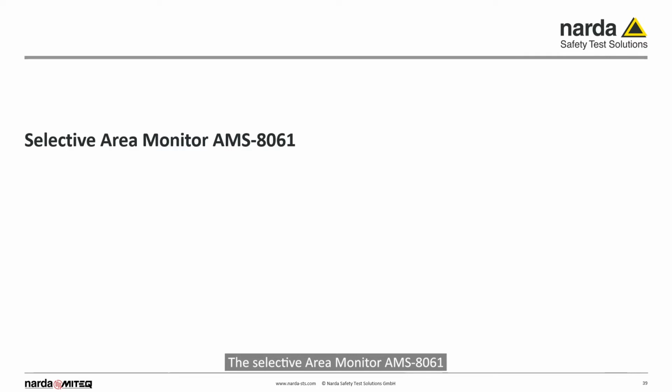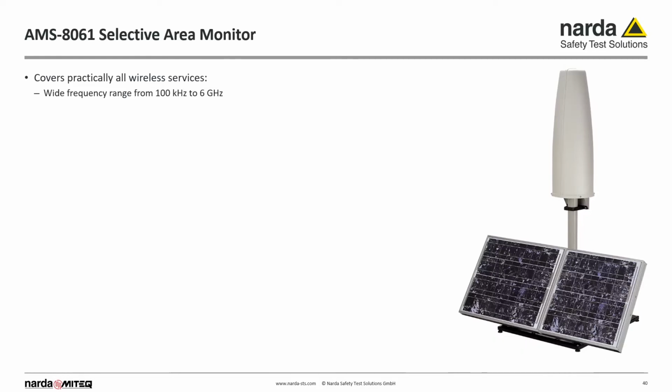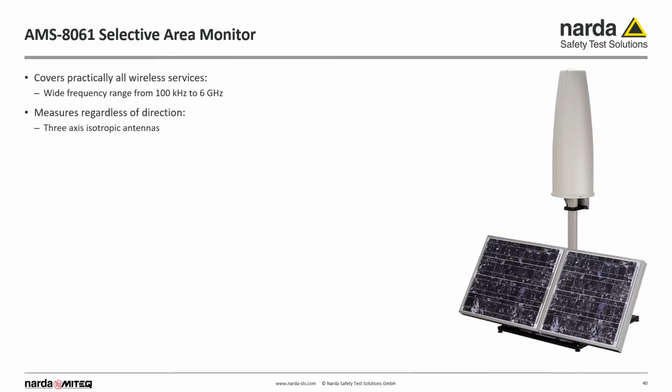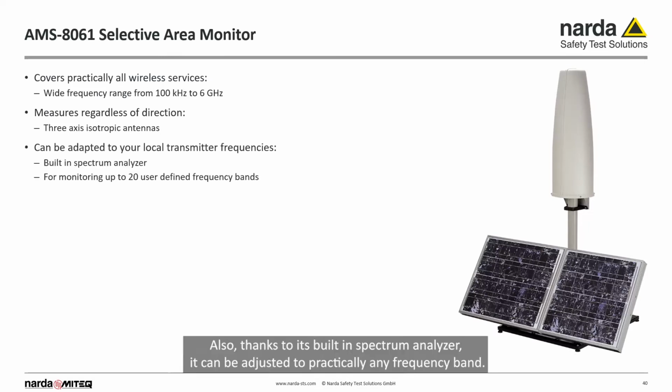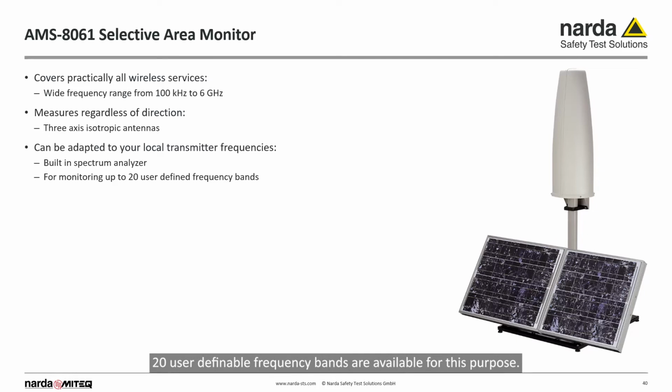The Selective Area Monitor AMS 8061. The 100 kHz to 6 GHz frequency range of the Selective Area Monitor 8061 covers all the currently installed communication frequencies. Like all Narda area monitors, it measures isotropically. This means independent of direction. Also, thanks to its built-in spectrum analyzer, it can be adjusted to practically any frequency band. 20 user-definable frequency bands are available for this purpose.